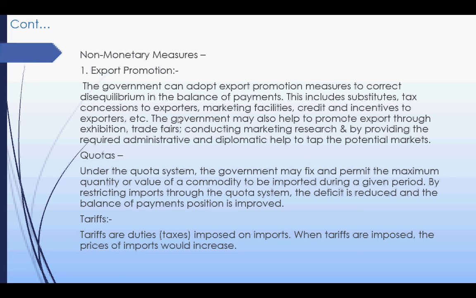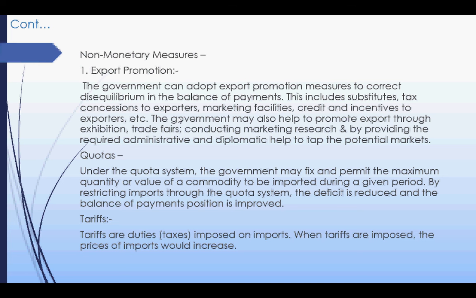Organizing trade fairs, conducting marketing research, and the outcomes of the research will be provided to the exporters. Okay, and by providing the required administrative and diplomatic help to tap the potential markets at the international level. So these are the ways how exports are promoted with the effort of the government, and thus exports increase, and that leads to a good position for India in the BOP.